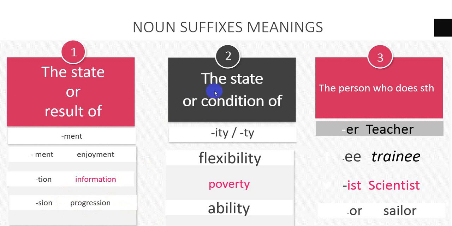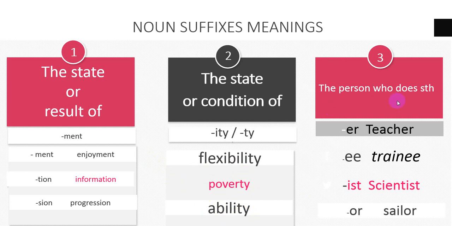The second one, the state or condition of: ity, ety, or ty. Flexibility, the condition of being flexible. Poverty, the condition of being extremely poor. Ability, the condition or the state of being able to do something.